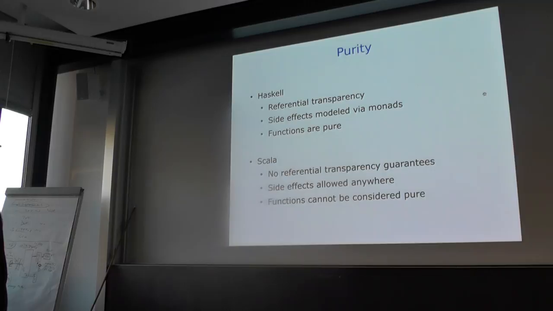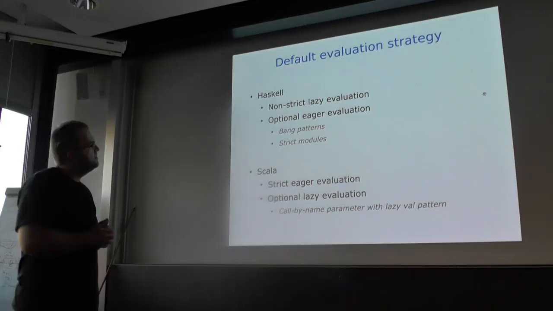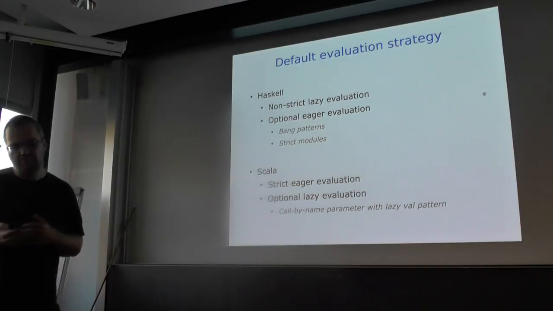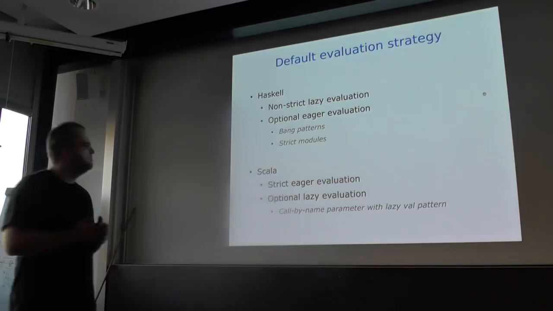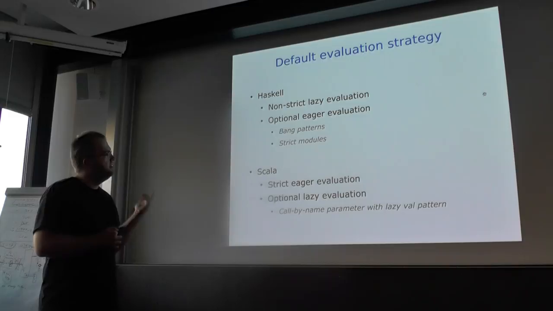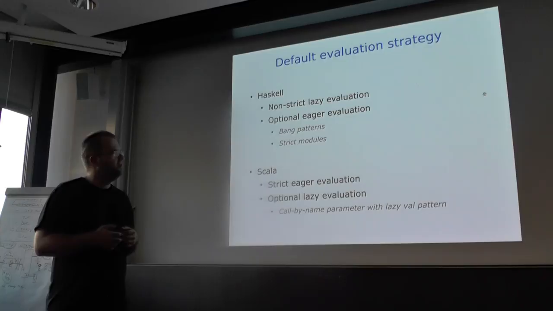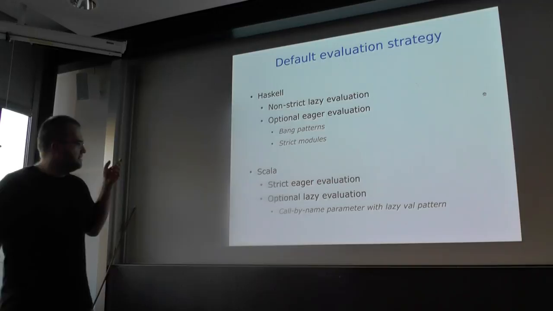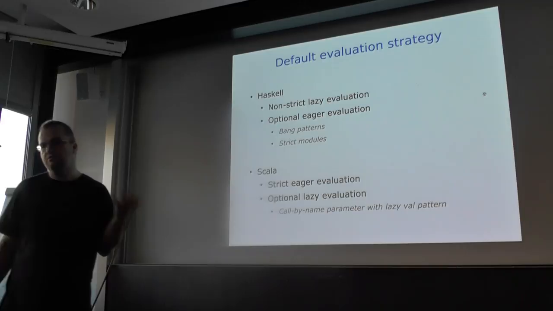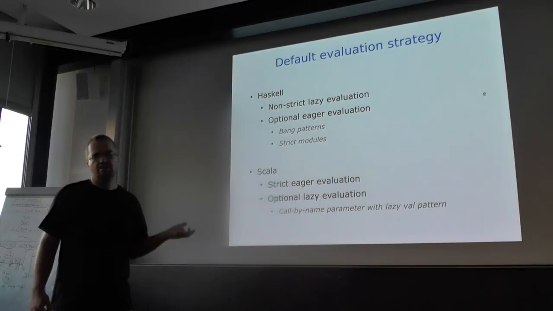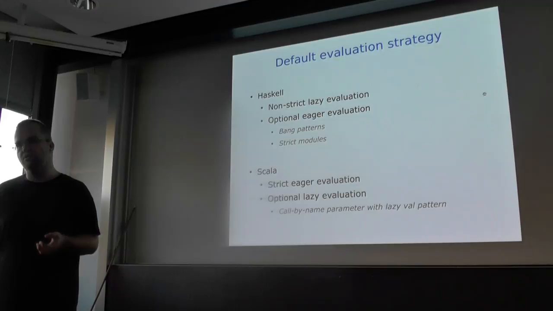Then there's a difference in the evaluation strategy. I consider this to be less of a problem, although some people would argue that with some random characteristics in how the system behaves, it could be an issue. The default evaluation strategy in those languages is completely opposite. Haskell has a non-strict, lazy evaluation strategy, and optionally, using some constructs such as bang patterns or strict modules in the new version 8, you can force the compiler to evaluate eagerly. In Scala, it's exactly the other way around. It's very traditional. We have eager evaluation, like in almost all classic languages. And there are some ways you can make the evaluation lazy for a specific function or piece of code if you want to. So this is just a difference in the default mode.